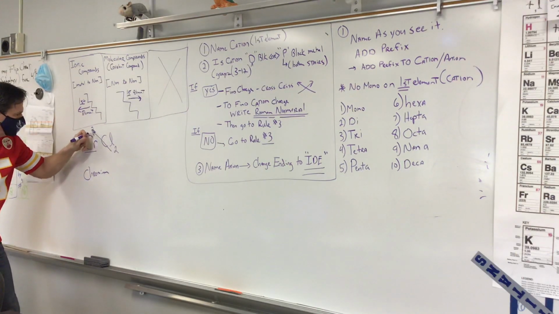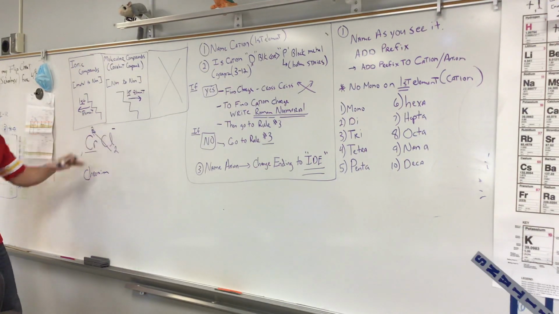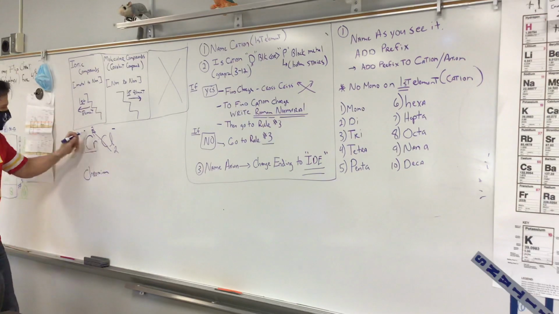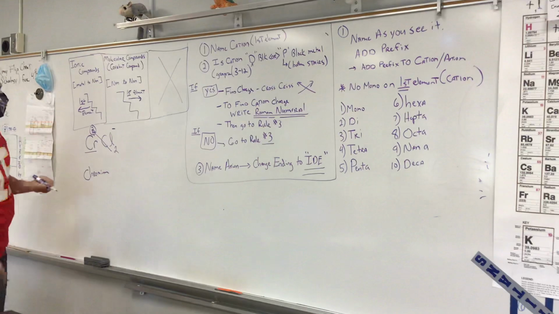2 goes up here. This would have been a 1. Obviously, that must be a 1 or a negative charge because that's how it works. So, by uncrossing the charge, that tells me this must be chromium 2. So, use a Roman numeral to represent the number 2.